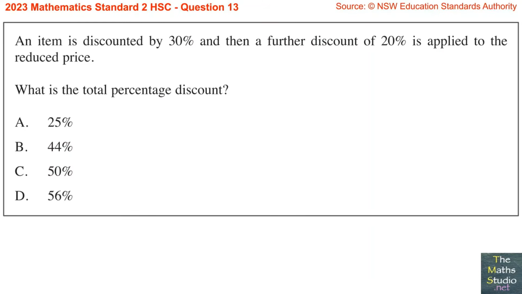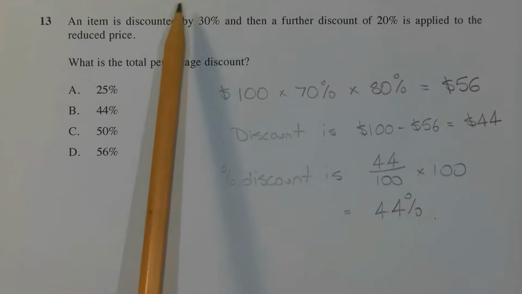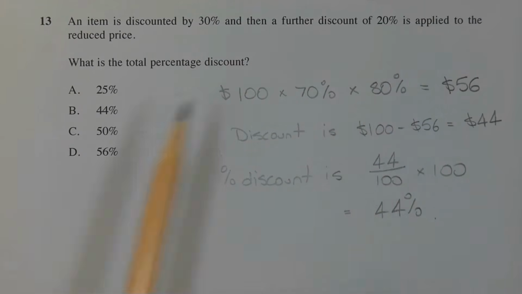Question 13. An item is discounted by 30% and then a further discount of 20% is applied to the reduced price. What is the total percentage discount? The question is asking for the total percentage discount, which is a single percentage that is equivalent to discounting an item by 30% and then later discounting it by another 20% on the already reduced price.